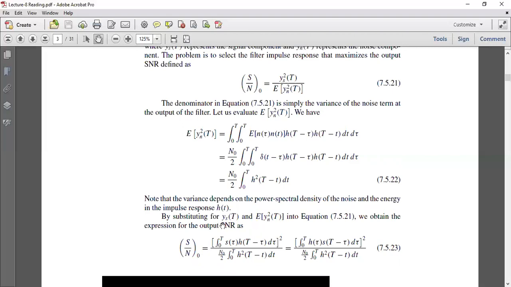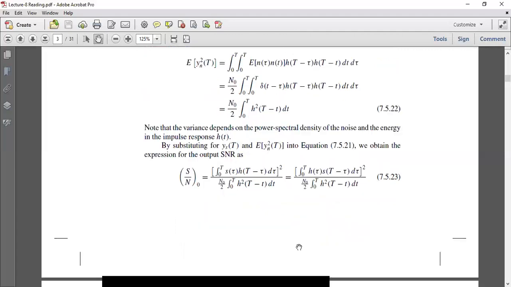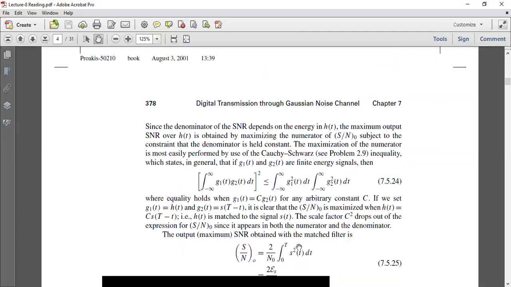By substituting for y of s, so y of s, what is the y of s square of t? So this will be equal to this component. And then we put the value of this expression at the bottom over here. These two expressions will look like this. So how to maximize this signal to noise ratio? So there is some mathematics involved here.